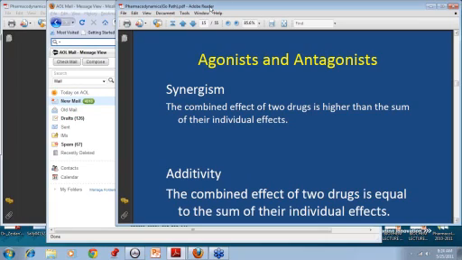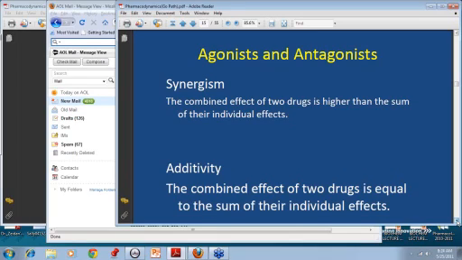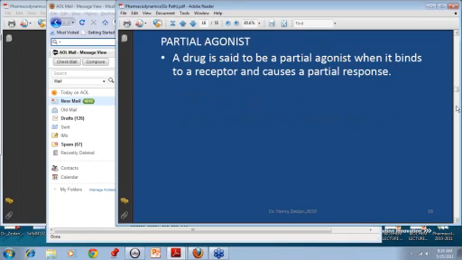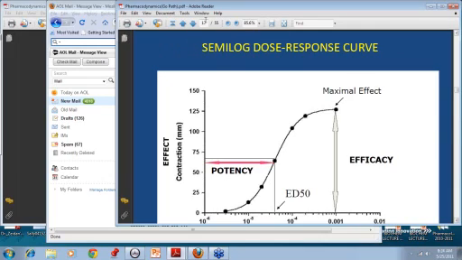Additivity means the combined effect is the same as the sum of the individual effects. That's important to appreciate when you prescribe medication. What you're trying to achieve when you prescribe two different antihypertensive drugs, with different mechanisms of action, to a patient who suffers severely from high blood pressure, is a stable condition. That's what you're hoping to do with this.